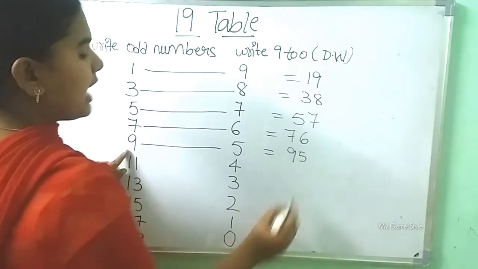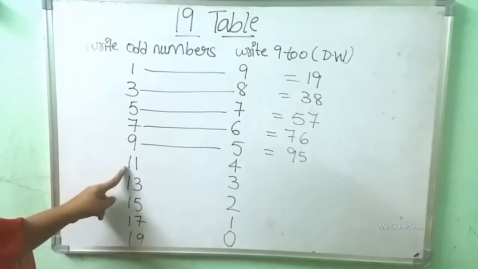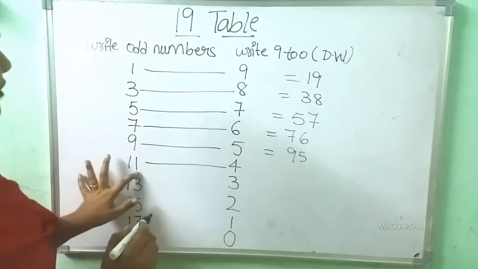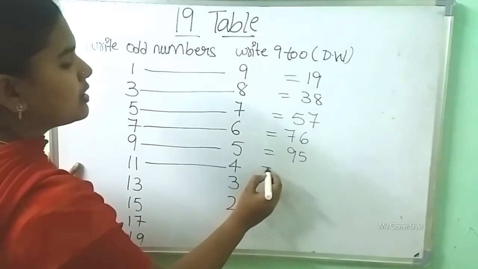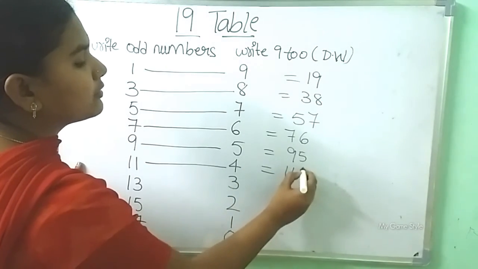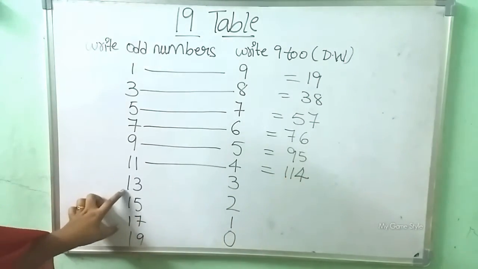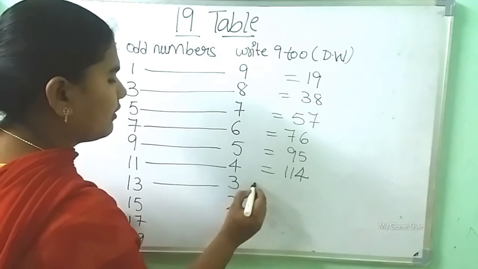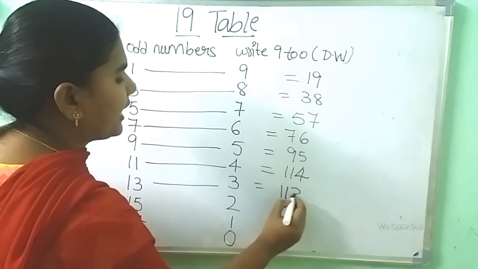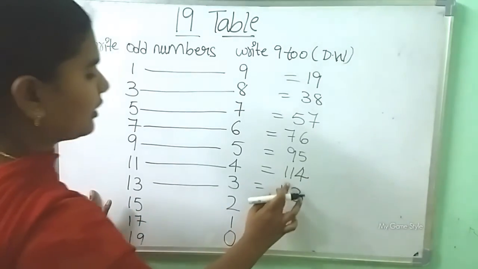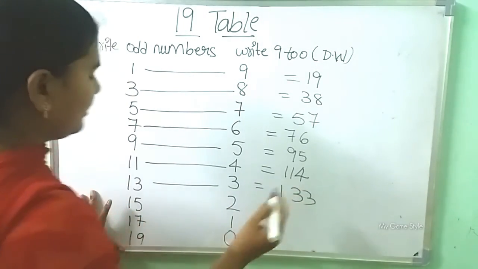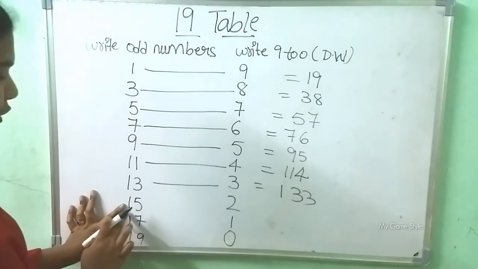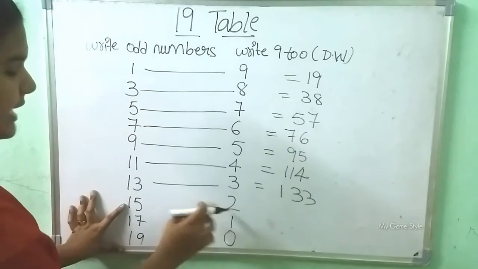After that, we need to combine these both numbers. 114. Next, 133. After that, 152. So we need to combine 15 and 2.